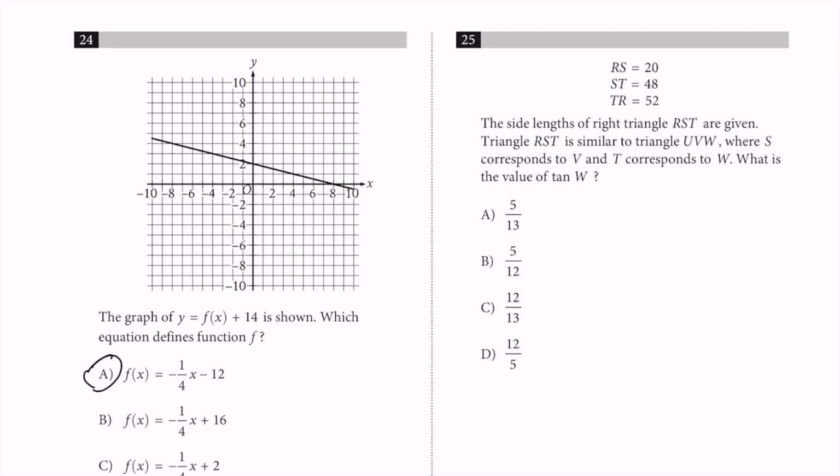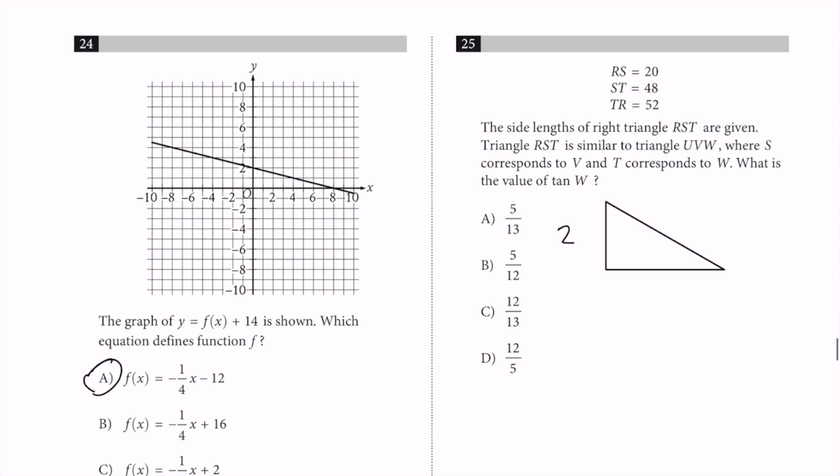All right. Question 25. The side lengths of right triangle RST are given. Triangle RST is similar to triangle UVW, where S corresponds to V and T corresponds to W. What is the value of tan W? So let's create this triangle. RS is 20, and they tell us it's a right triangle, importantly. ST is 48, and TR is 52. And we'll label R, S, and then T.